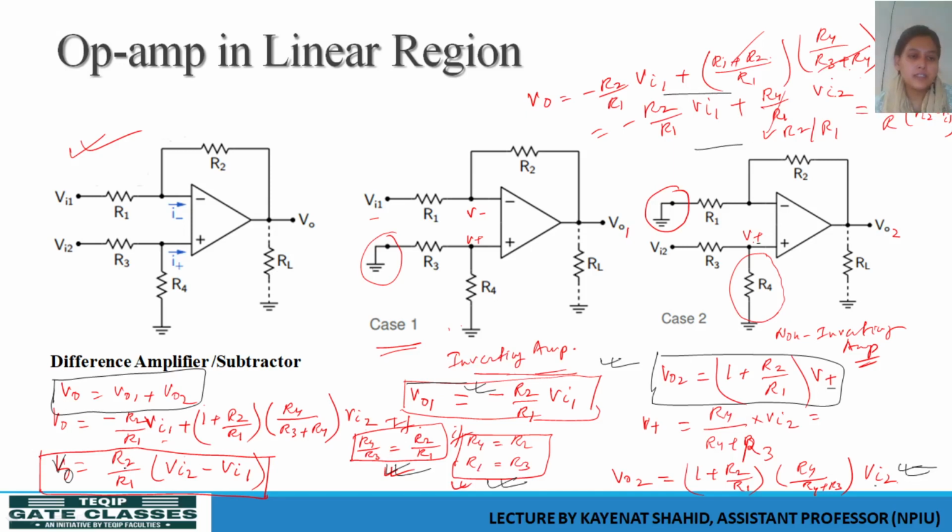relation, which is nothing but showing that the output voltage is actually the amplification of the difference of the input voltages, that is Vi to Vi1, and the amplification factor depends on the resistance value. If we change these resistance values, we can change the gain of the amplifier. Okay, so this is a very important application of the differential amplifier, as it is a difference amplifier, but we are not using it in open loop, it is in the feedback condition, right?